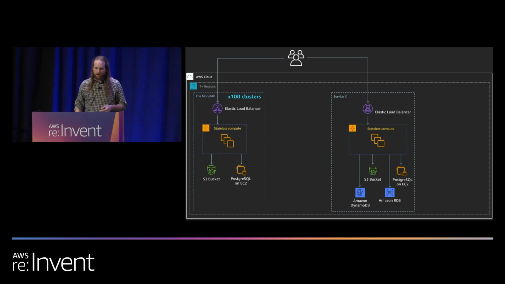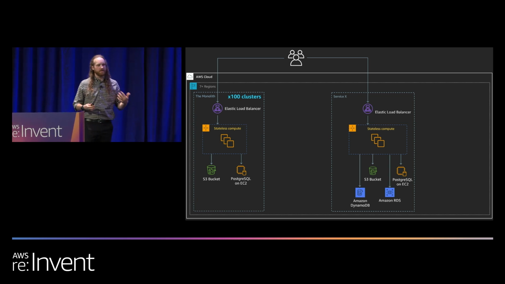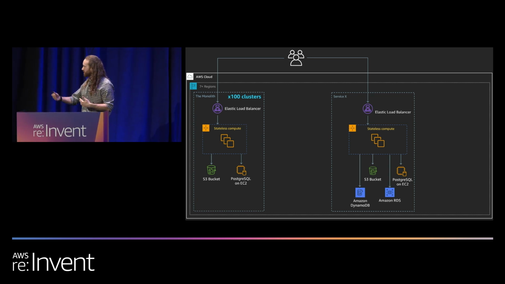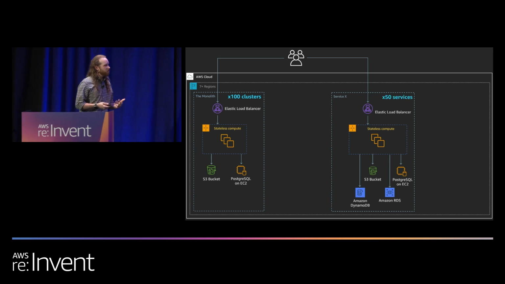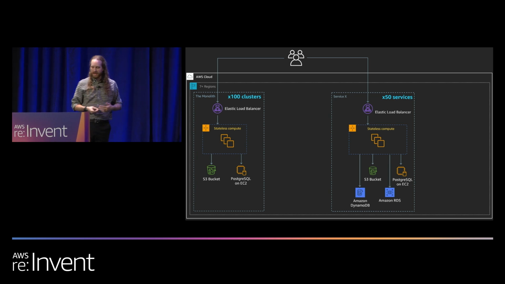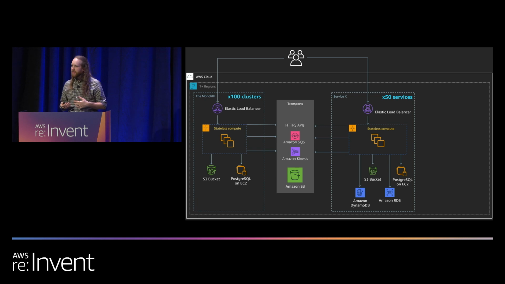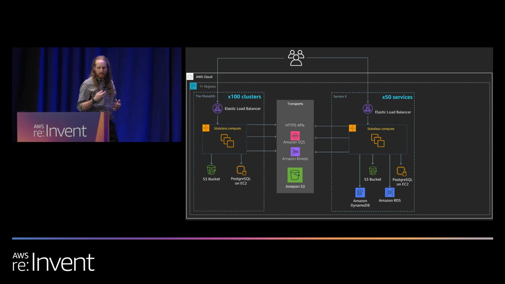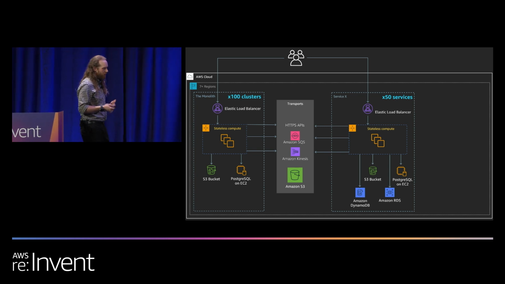We actually have over 100 clusters of the monolith, so each of these clusters is running the same code as the next, and each of our tenants is assigned to one specific multi-tenant cluster. And we have over 50 different of these smaller services, and they're each running different code from the next because they have distinct purposes. We have a variety of mechanisms for intercommunication between these services in the monolith, including synchronous HTTPS APIs, SQS, Kinesis, and of course, S3.